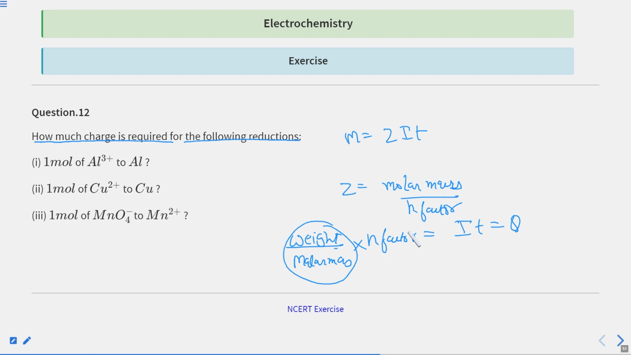Next question. Next question says that 1 mole of Cu2+ is going to Cu. How will you do this? Just try it by yourself. So in this question, again, we are going from Cu2+ to Cu. The shortcut would be, Al3+ to Al gives you 3F. So this will simply give you 2F because 2 electrons are involved. Okay, so this will be 2F.